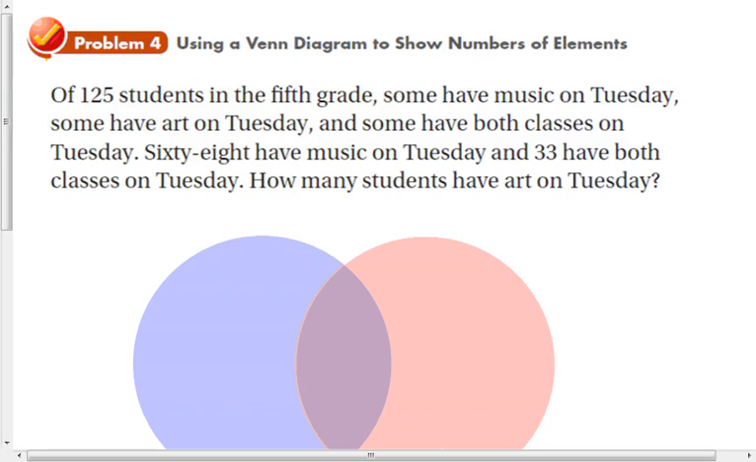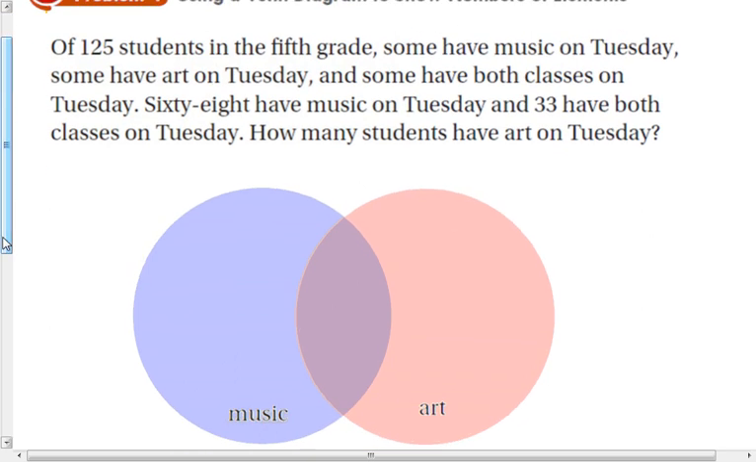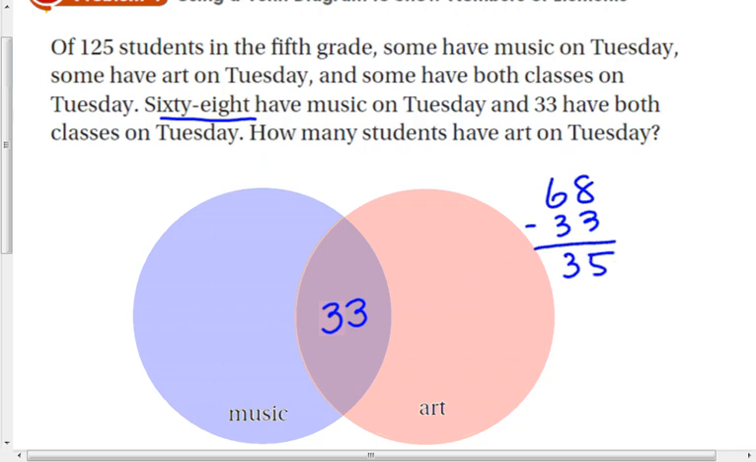All right, so we're going to use this Venn diagram to show numbers and to solve a problem here. It says of 125 students in 5th grade, some have music on Tuesday, some have art on Tuesday, some have both classes on Tuesday. 68 have music on Tuesday, 33 have both classes on Tuesday. So right away, I'm going to put the 33 in the middle because that represents the ones that they both have. And then I know that 68 have music on Tuesday, but out of those 68, 33 have both, and so I'm going to just subtract, and that gives me 35 here.